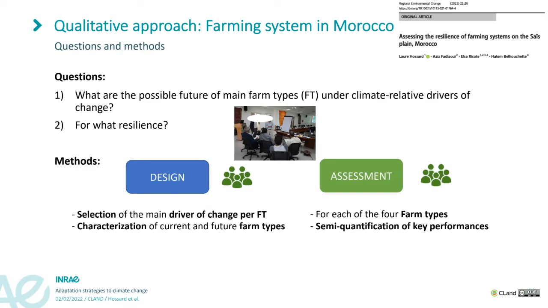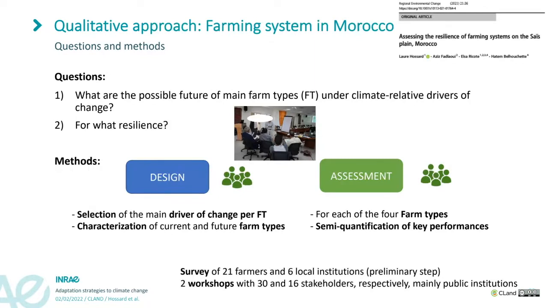The methods, as I just said before, for design and assessment, were qualitative methods. We used qualitative methods for design to select what would be the main driver of change for each farm type, to characterize the current and future farm types using physico-cognitive maps I will show you just after. And for the assessment, it was done for each of the 4 farm types, and the idea was to semi-quantify key performances I will detail just after.